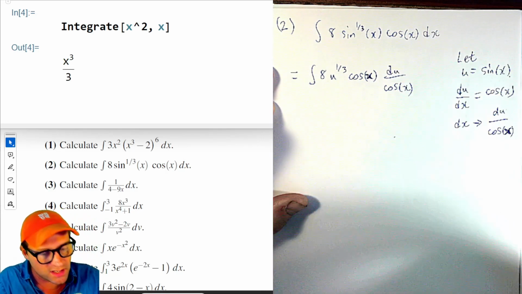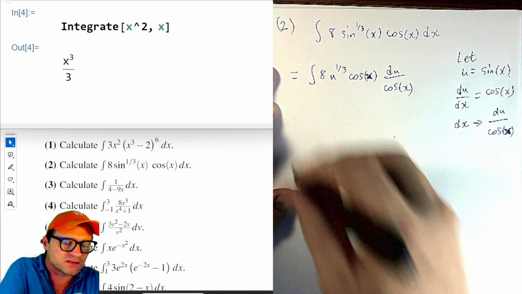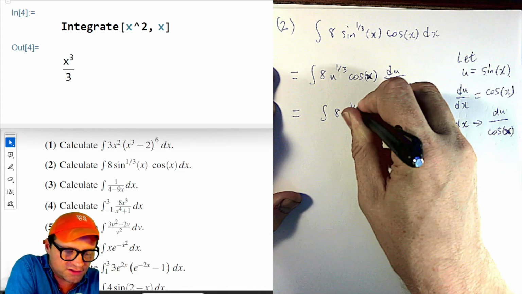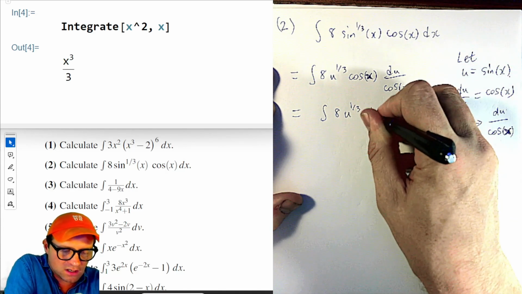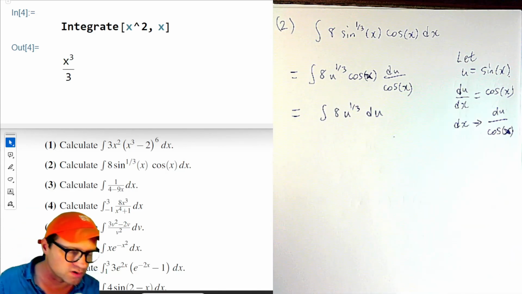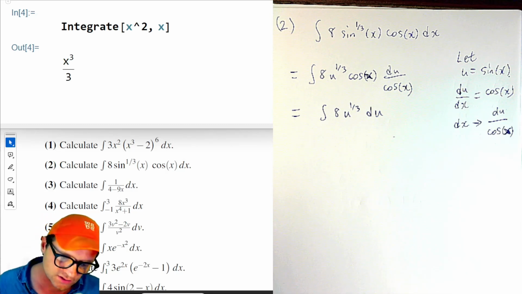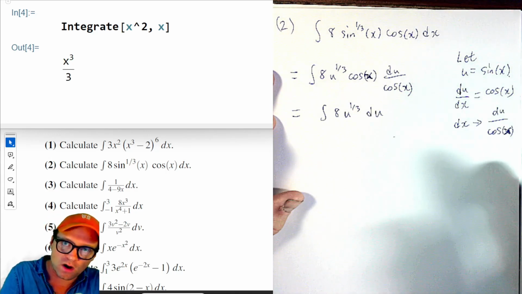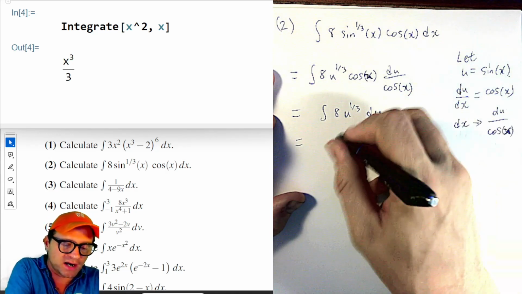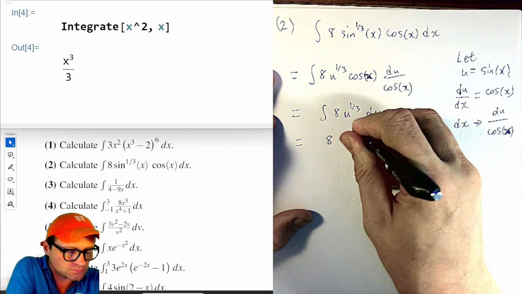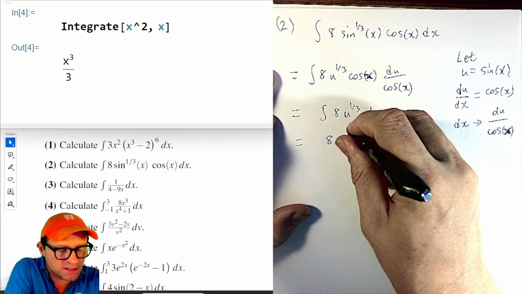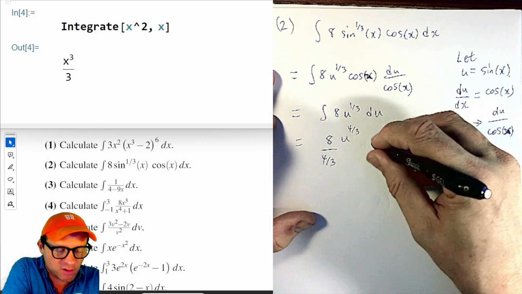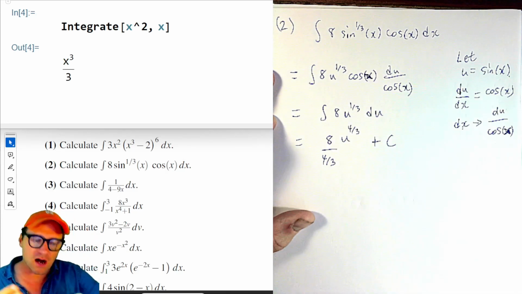Okay, and so we can now see that we can cancel the cos x, and we just have an integral of 8 u to the 1/3 with respect to u. And so it only has u's in it and numbers. That's awesome because now it's easy to do. So we have a power, and we add 1 to the exponent, divide by our new exponent. So 1/3 plus 1 is 4/3. And then we need to divide by 4/3, our new exponent, and add c.